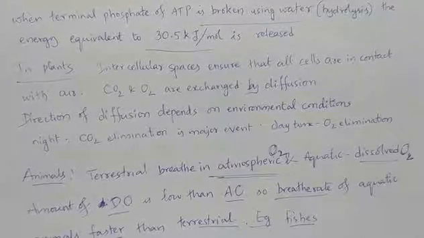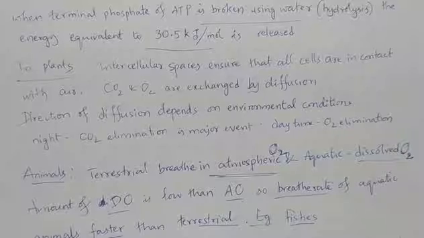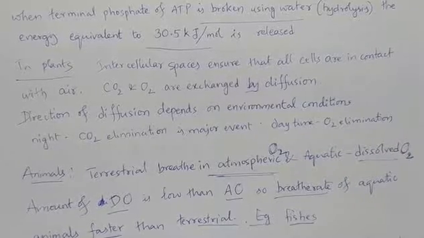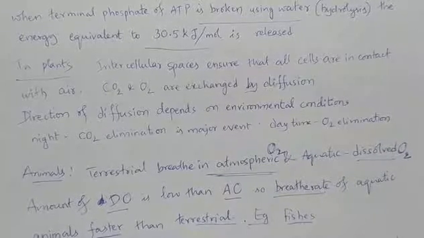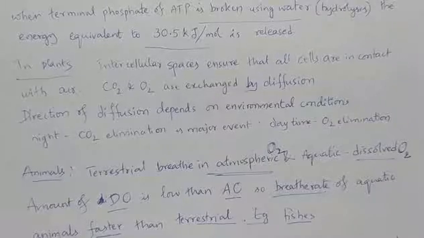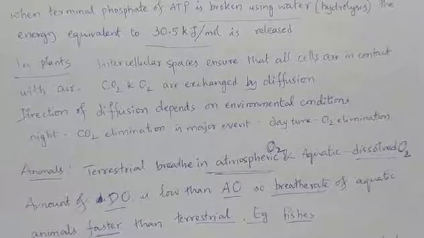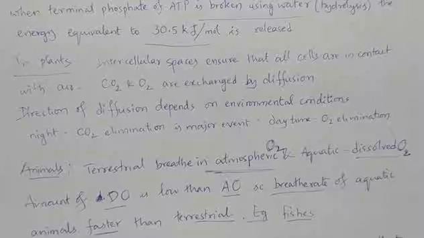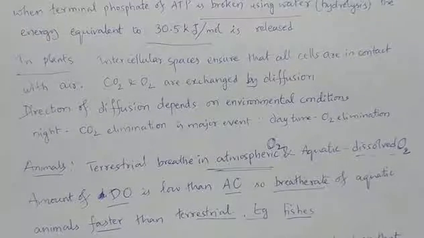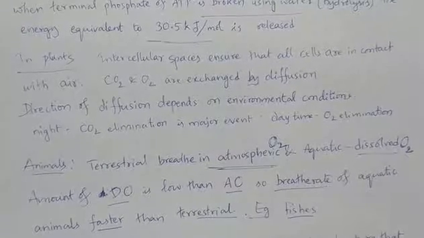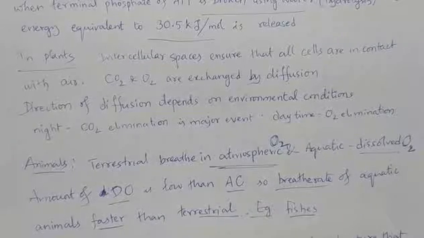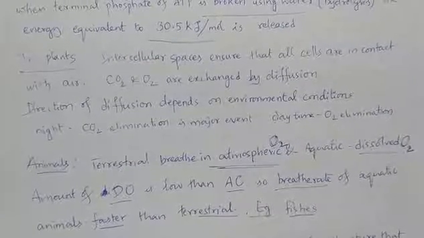And how is this ATP broken down? By the addition of water. By the addition of water, if any molecule is broken down, such a reaction is known as a hydrolysis reaction. Hydrolysis, simply to speak. So the terminal phosphate of ATP is broken down by hydrolysis.